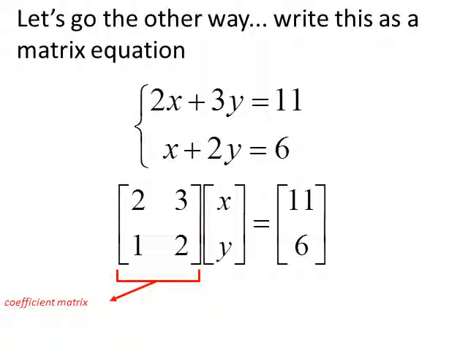Then I have the variables in a matrix. I just make a column, x, y, and if I had z, it would be z on the bottom. That's the variable matrix. Then on the other side, I have the constant matrix. That's just the matrix of the answers to the two equations, if you would put it that way. The other side of the equal sign, which just is a constant number. That's why it's called the constant matrix.